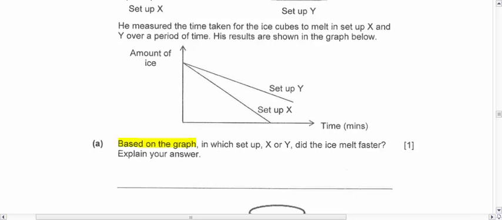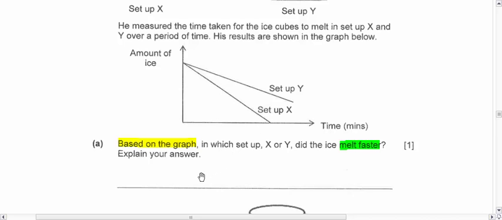So if I want the ice to melt faster, what does that mean? That means that the amount of ice will be gone, because if it melts means there's no more ice, correct? So the one that melts faster will be the one that the amount of ice gets lesser the fastest, and so that's X, because X went down to 0 the fastest. So X will be your answer.